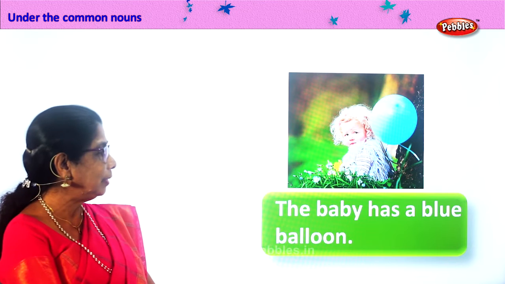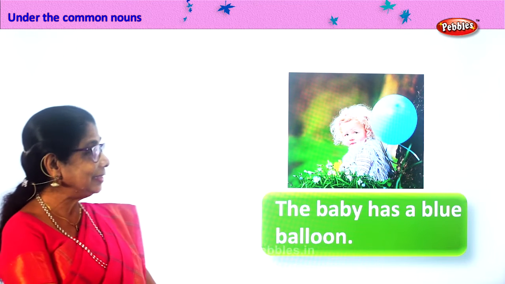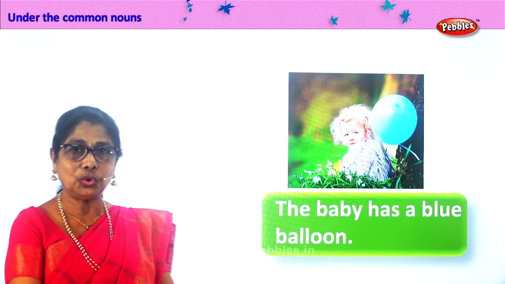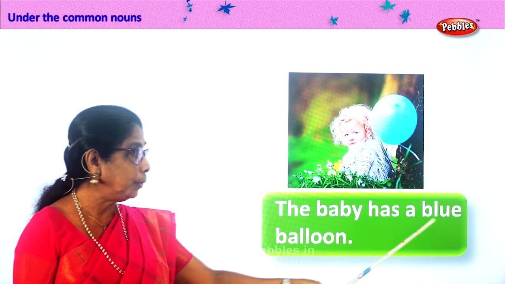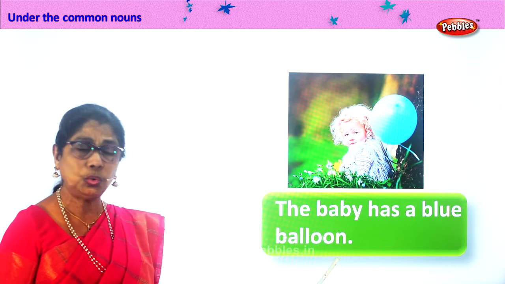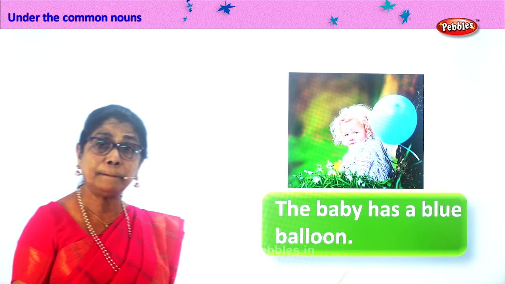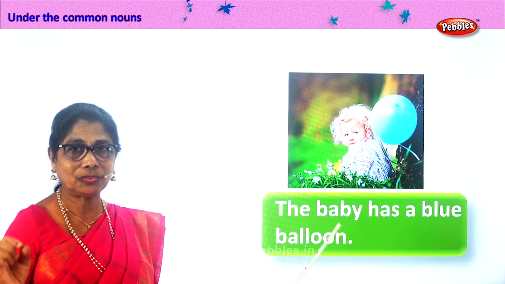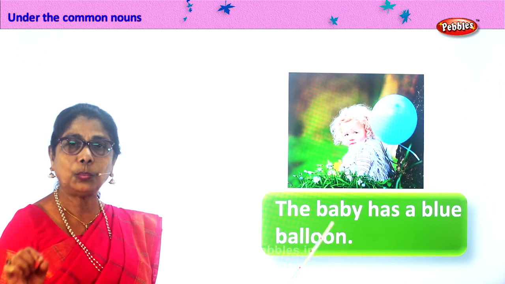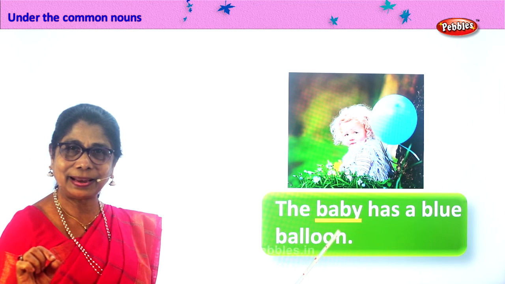There's a little girl with a balloon, a blue balloon in the hand. She looks very happy, holding on to her balloon. Let's read. The baby has a blue balloon. The baby has a blue balloon. Baby. Which baby? Any baby. So baby is a common noun. We underline baby. Yes? Next.